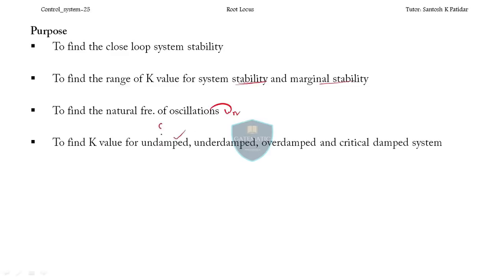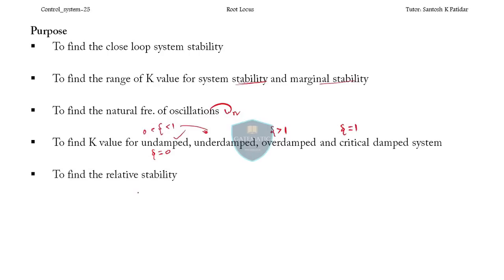What is the undamped system, friends? Zeta will be in the range of 0 to 1. I'm extremely sorry, this is for the underdamped system. And for undamped, zeta should be equal to 0. For overdamped, zeta should be greater than 1. And for the critically damped system, zeta is exactly equal to 1. So we'll find out this K value for these 4 things.